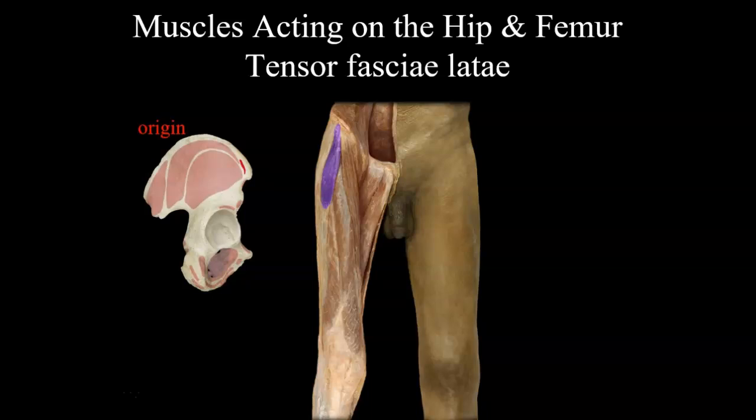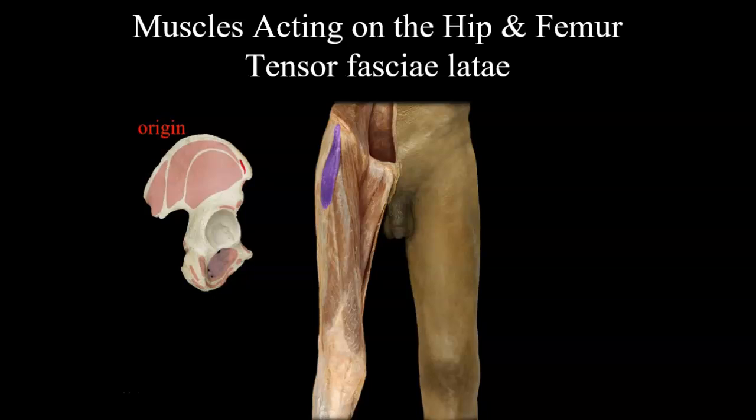When we start to look at the anterior part of the thigh, there's a muscle called TFL, tensor fasciae latae. Again, it comes up and attaches just behind the ASIS, the anterior superior iliac spine, really just along the anterior portion of the iliac crest. As it comes down, it inserts onto the IT band, or the iliotibial tract.